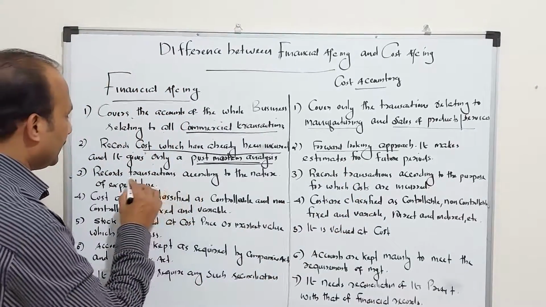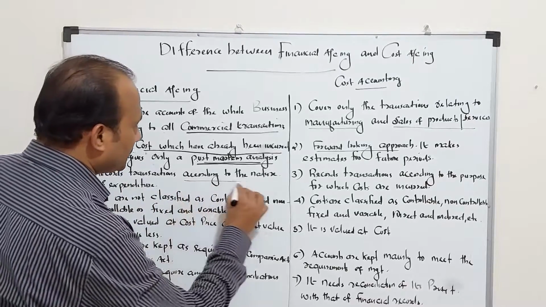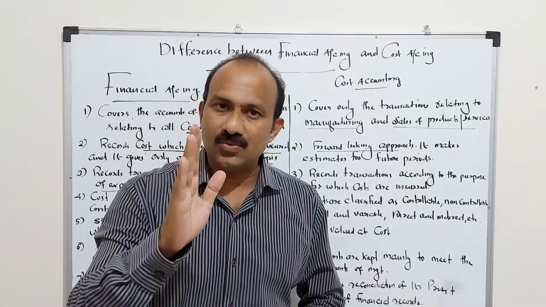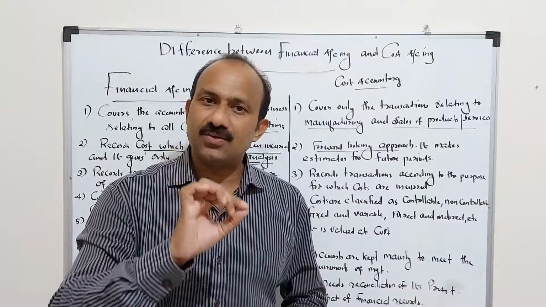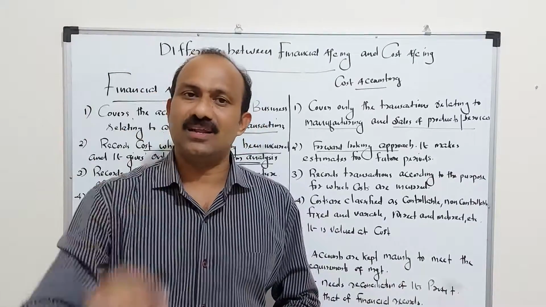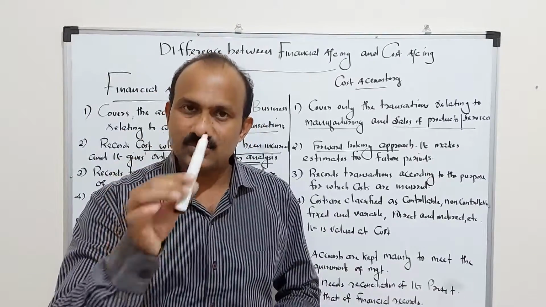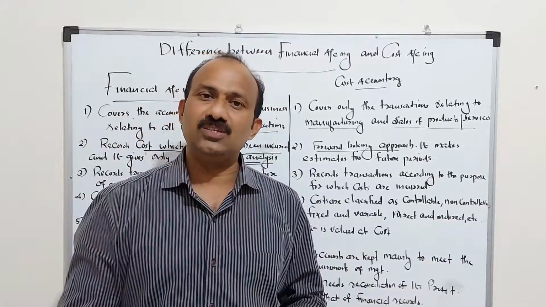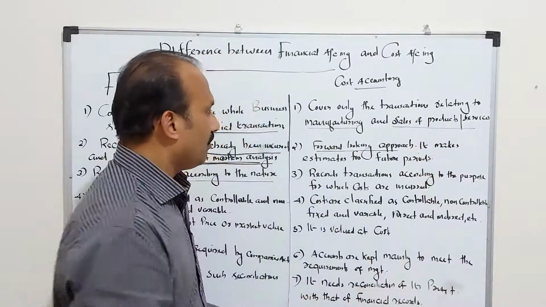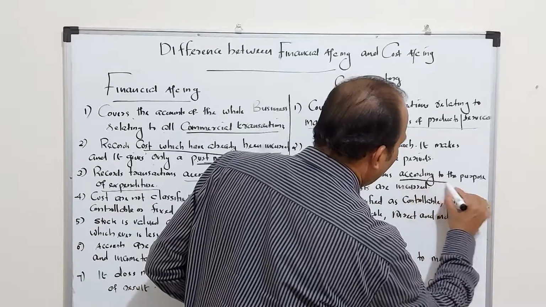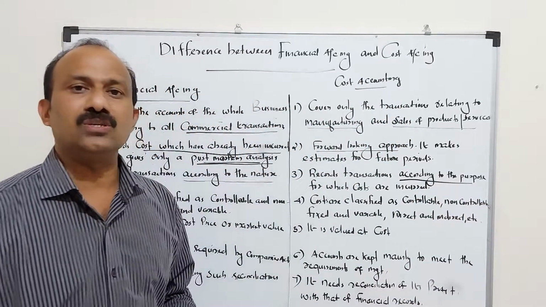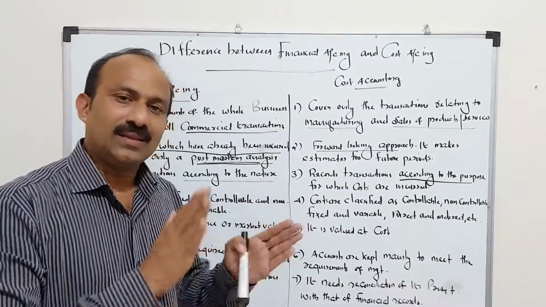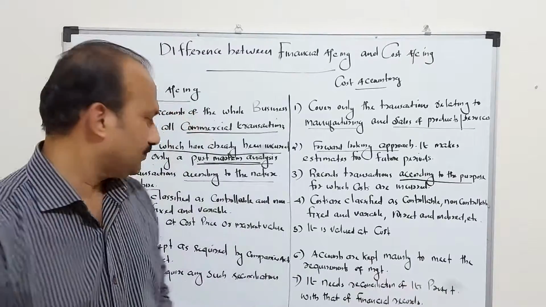Number 3, in financial accounting, the transactions will be according to the nature of expenditure. All the transactions are recorded according to the nature of the transaction. What is the nature? It is capital expenditure, or revenue expenditure, or deferred revenue expenditure. We will check the nature of the transaction. But here, transactions are taken according to the purpose for which costs are incurred. What is the purpose of the cost there? One place, nature, and other place, purpose.